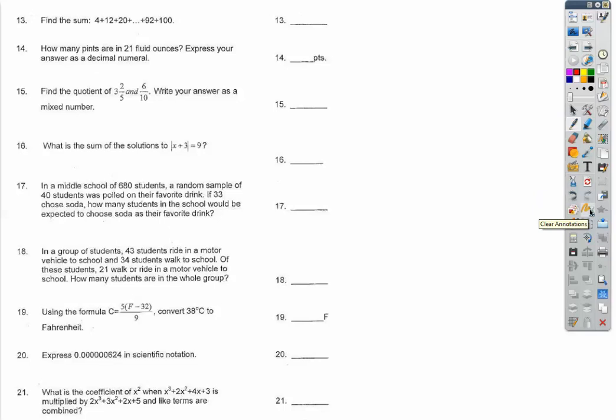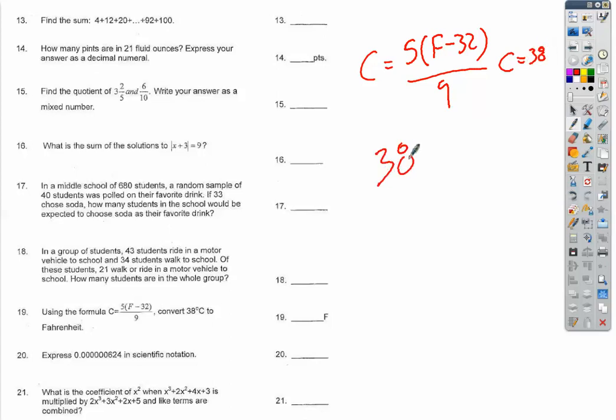Using the formula, oh, I love those formulas. So we have C is equal to 5 times F minus 32, over 9. And it says C is equal to 38. So we have 38 equals 5 times F minus 32 over 9. So this piece is kind of like having inside a parenthesis, because you're dividing the entire piece by 9.